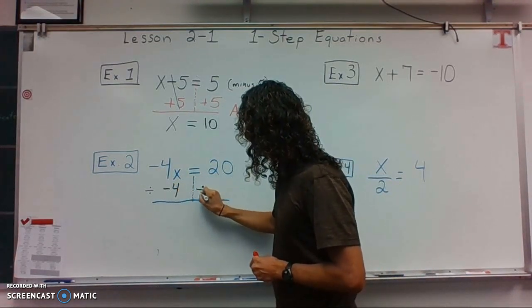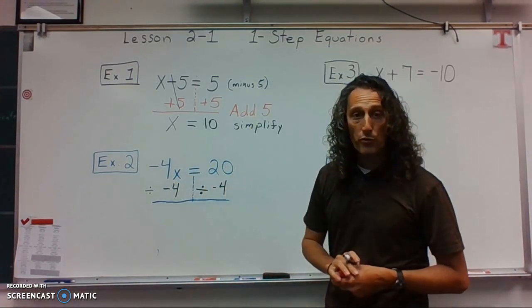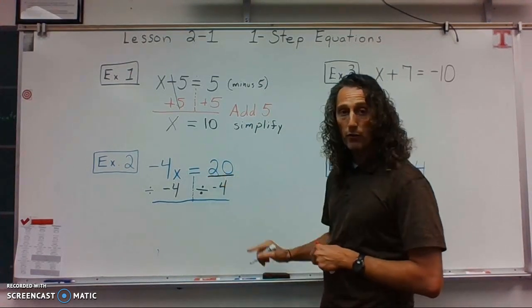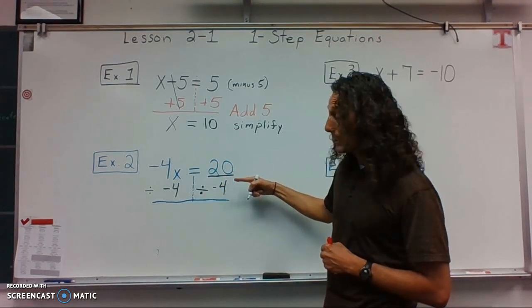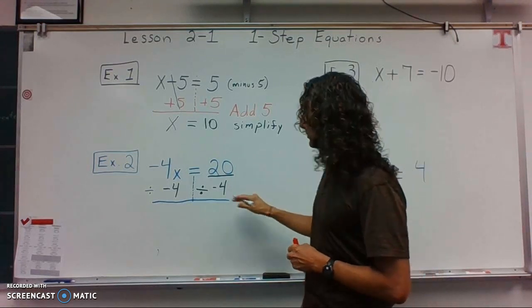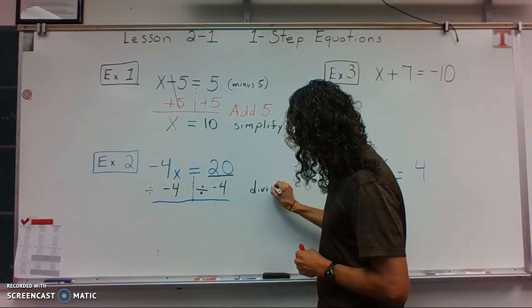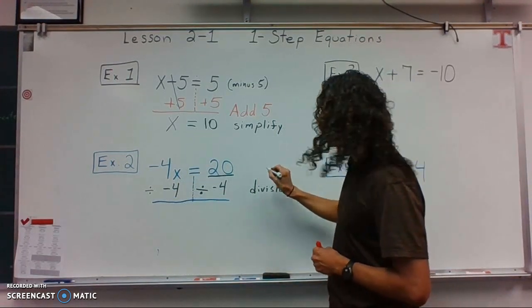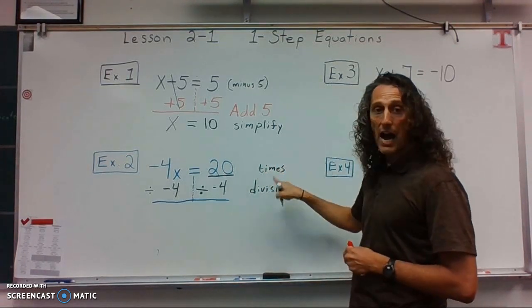Divide by a negative 4. Not subtract, divide. And sometimes you'll see me put a little line like this. Why? Because again, if you see a line, it looks like a fraction, the top number is being divided by the bottom. So again, what is this? This is division. Why are we using division? Because we started with times. And this is the opposite.